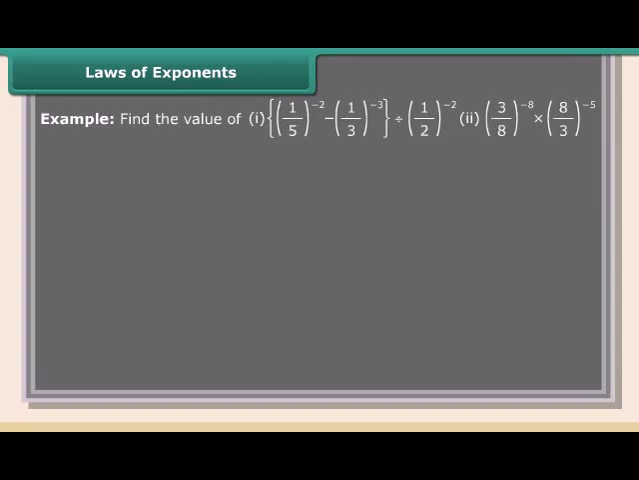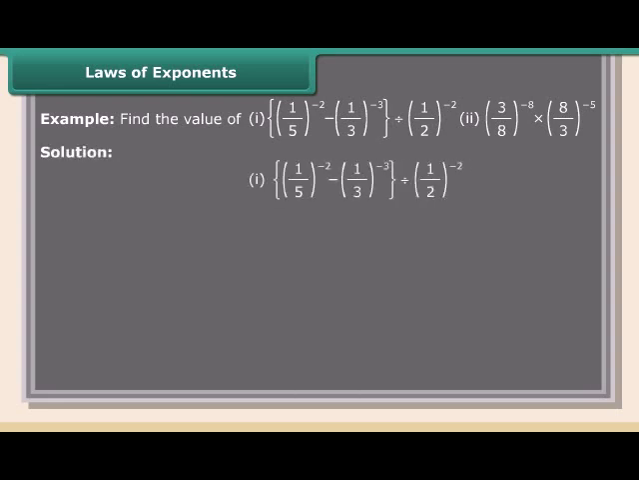Example: find the value of (1/5)^(-2) minus (1/3)^(-3) divided by (1/2)^(-2), and (3/8)^(-8) into (8/3)^(-5).